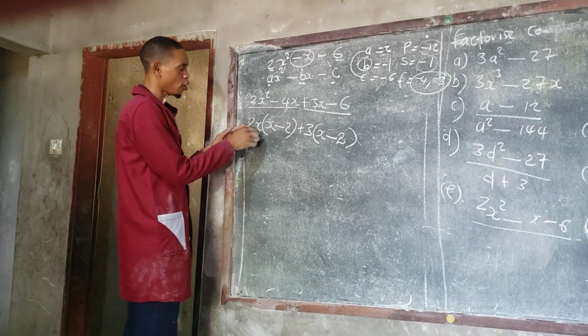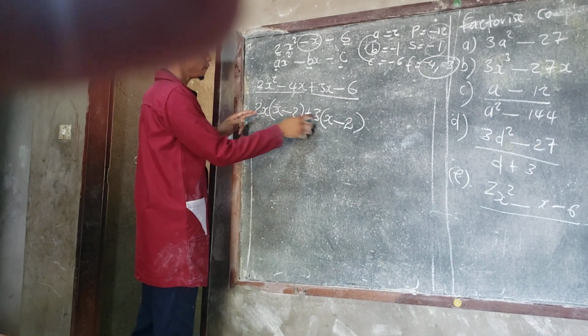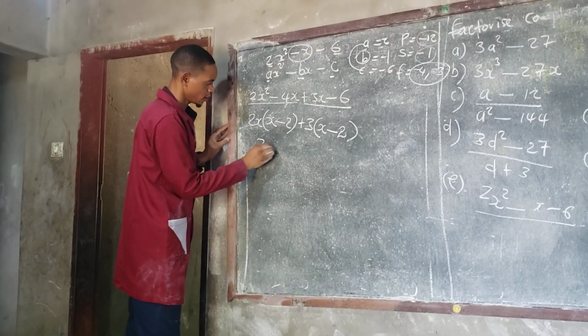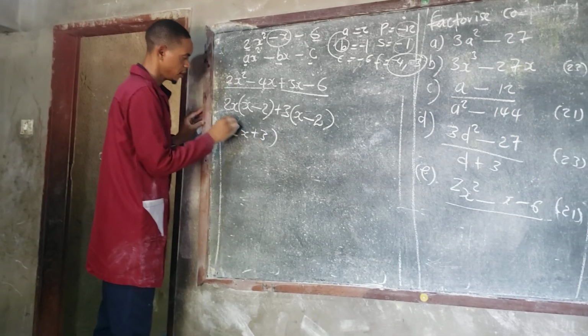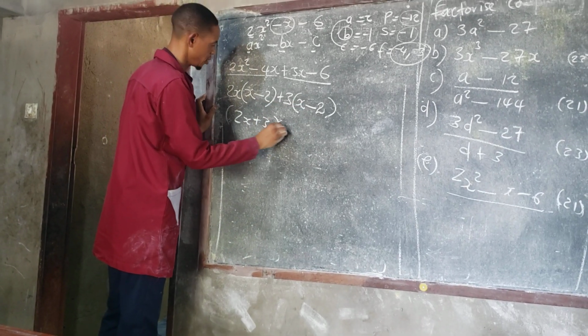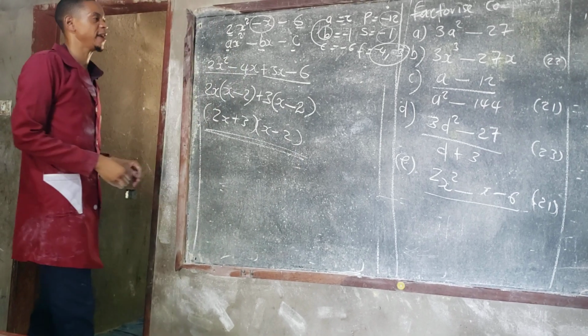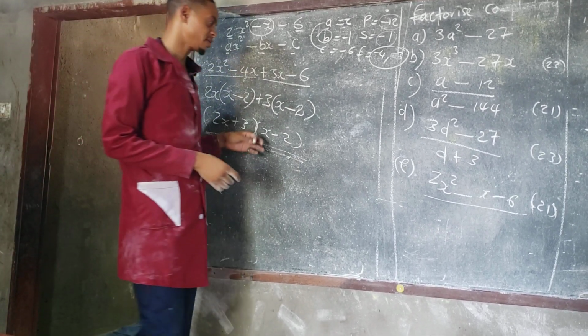So now I'll get the common factors, 2x and 3, in one bracket, and the common bracket I'll pick is x minus 2. So this is my final answer.